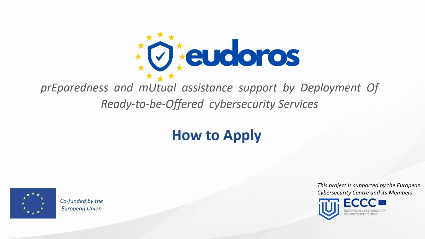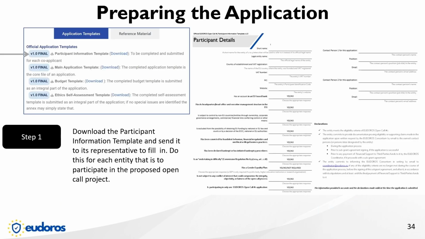I will now very quickly try to cover how you are meant to apply. There are 4 templates on the OpenCall1 webpage. The first step is that you download the participant information template and distribute it to any entity that intends to apply. If there are 2 entities that want to apply together, you will need 2 copies of that filled in and submitted. So this has some really basic information about the participant.